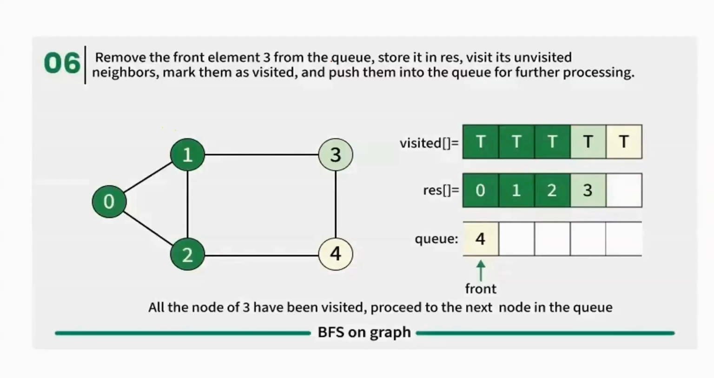Now it directly goes to 1 and it moves to 3. It gets back to the 1 because we did not have any connection from 2 to 3, so it goes back to the 1 and it goes back to the 3. It visited 3, so remove the front element 3 from the queue and store it in res. Visit its unvisited neighbors, the same process we are following. All the nodes of 3 have been visited. Proceed to the next node in the queue. Next, we enter 2 and we remove the 2, as it is already visited.